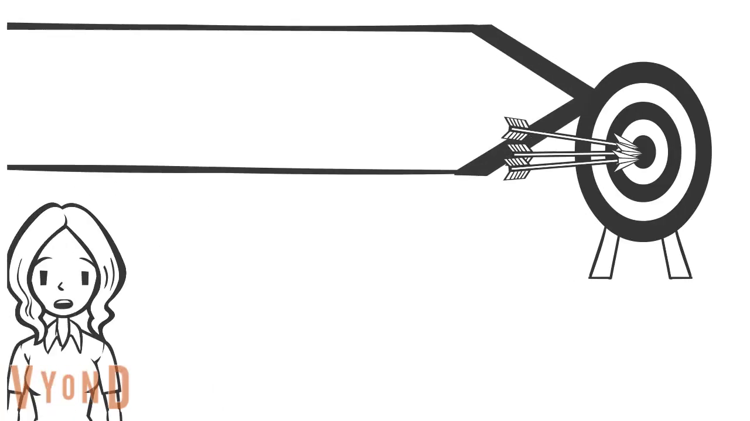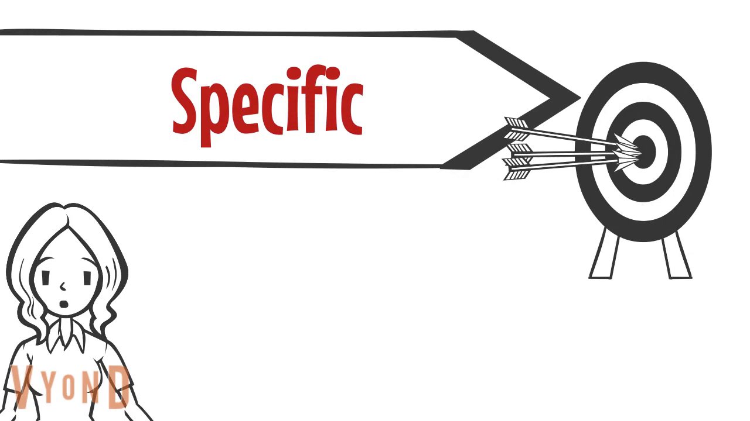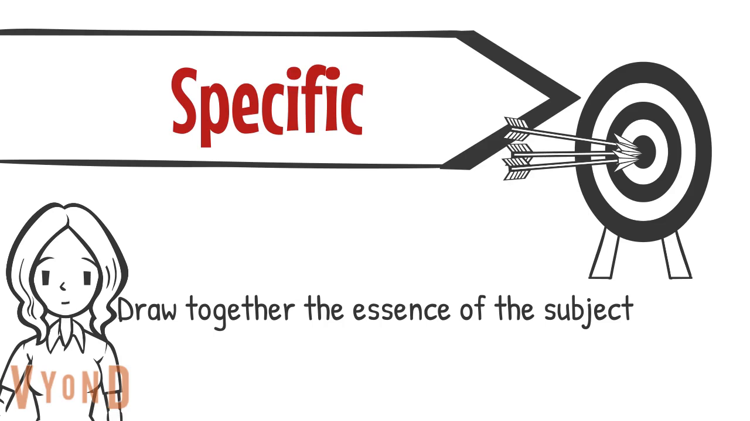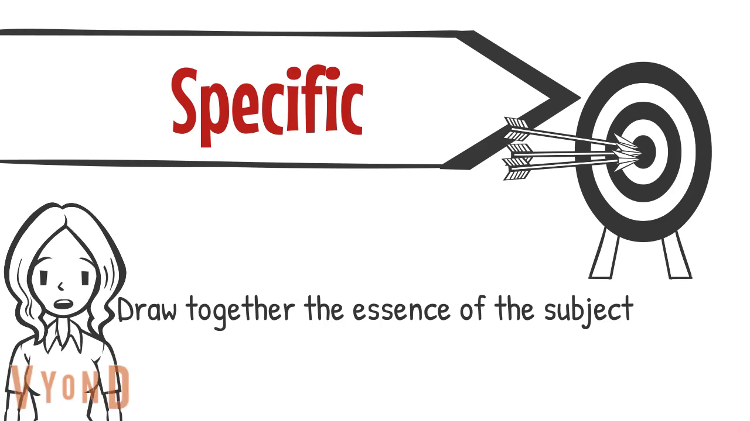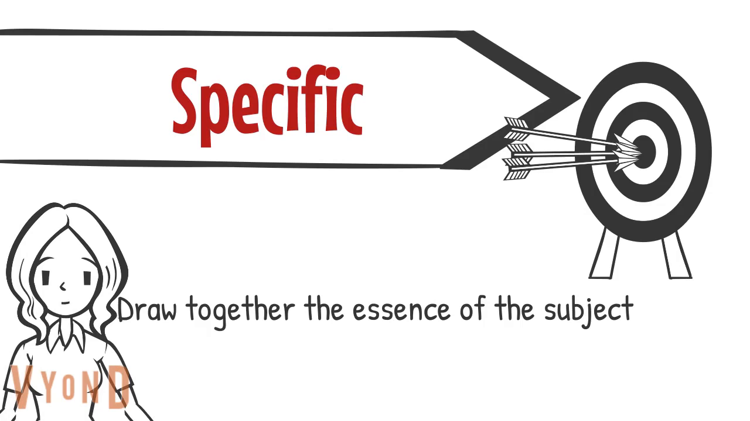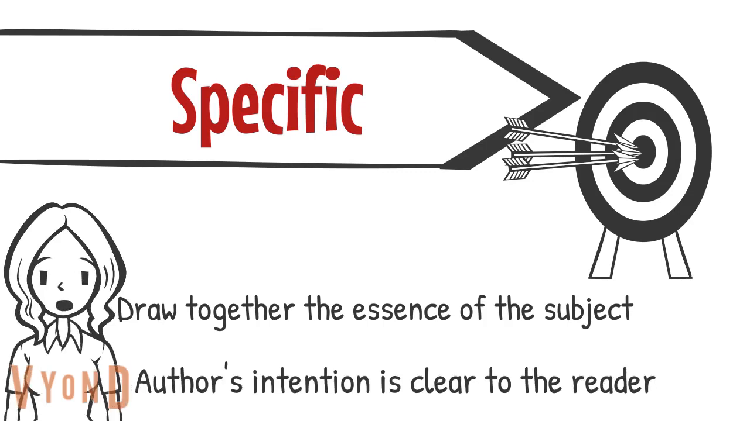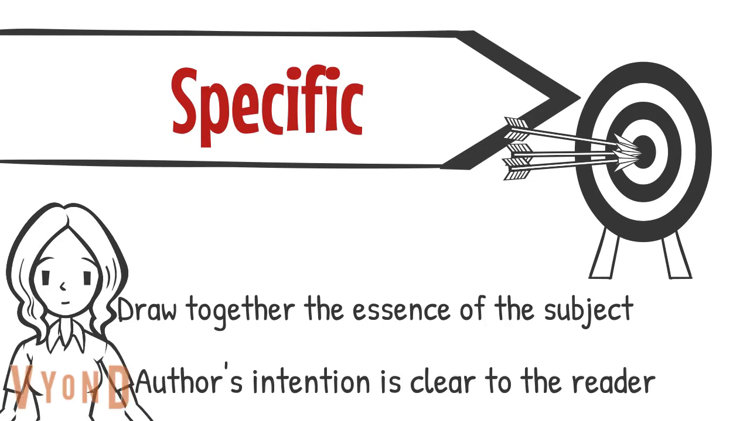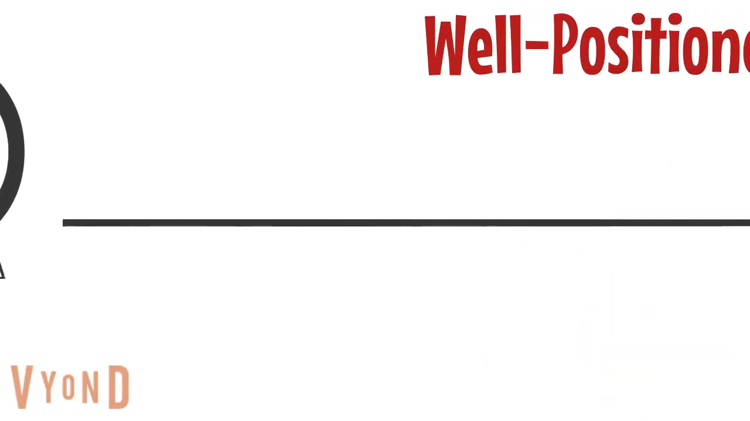Key number 3, specific, drawing things together. The thesis statement should be as specific as possible. One sentence is usually enough. The thesis statement should draw together the essence of the subject and turn it into a single, purposeful statement. It is a specific position that is arrived at given all the information in the introduction. After reading this focused thesis statement, it should be clear to the reader exactly where the author is intending to steer the paper.